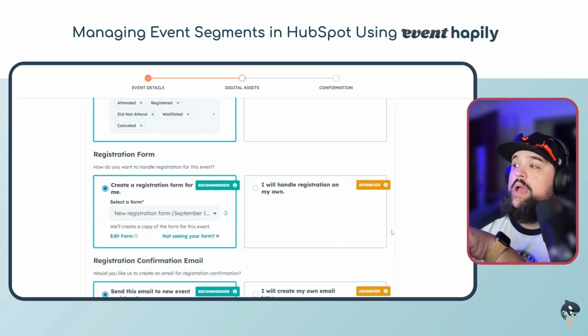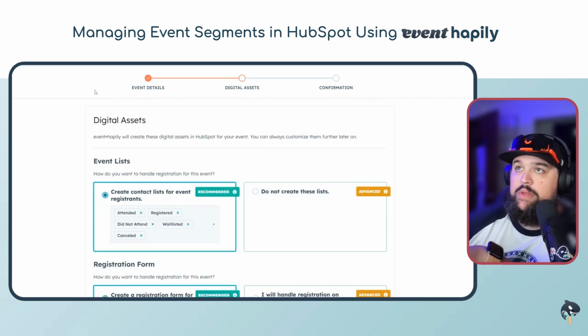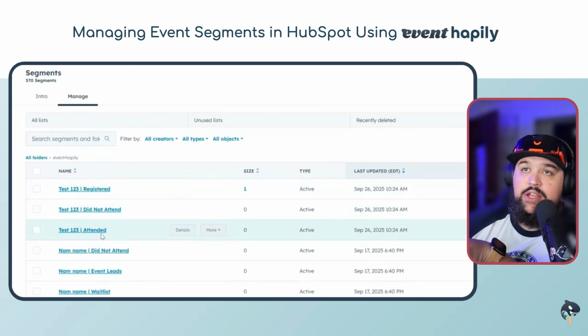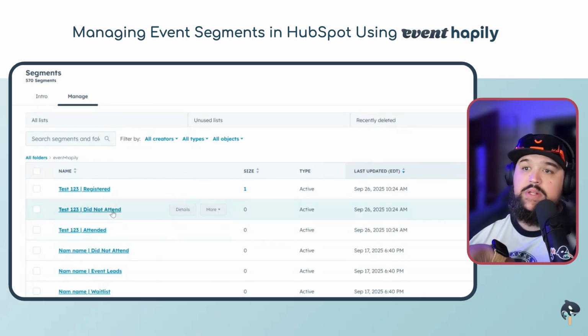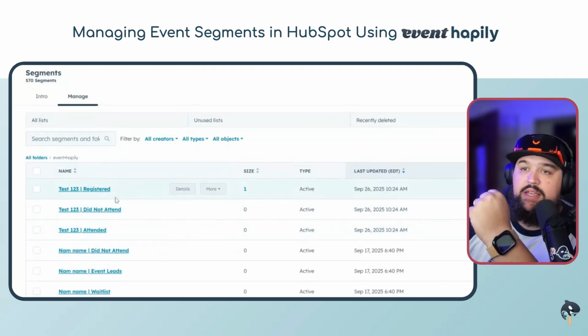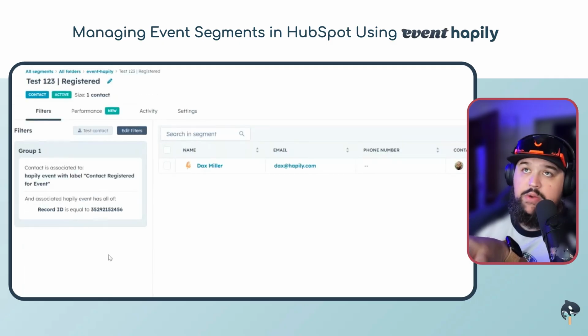Now, when you go and build this, I already have one set up here. So you would choose it like everything else you want to build. But when you build this, what you'll see is these lists getting created in HubSpot. I've got a bunch of test ones here, but what you'll see is the name of the event and then this little bracket thing, and then either registered, did not attend, attended, waitlisted, canceled, things like that. So we automatically build these lists for you so you don't need to worry about them.